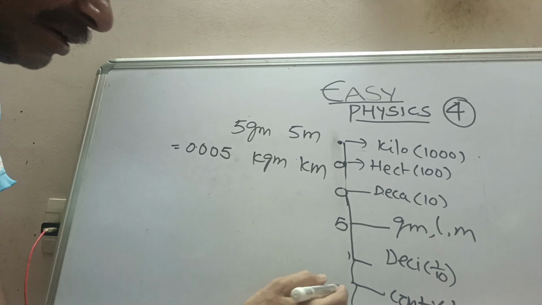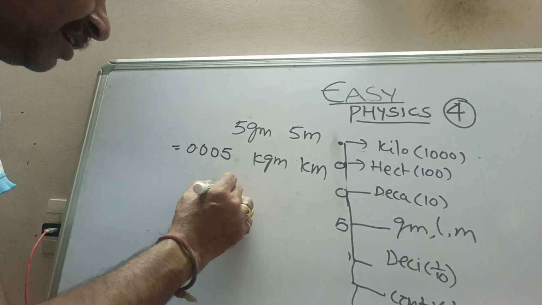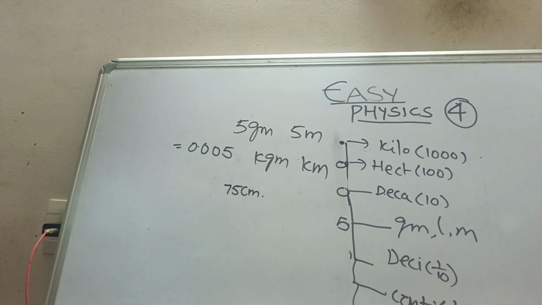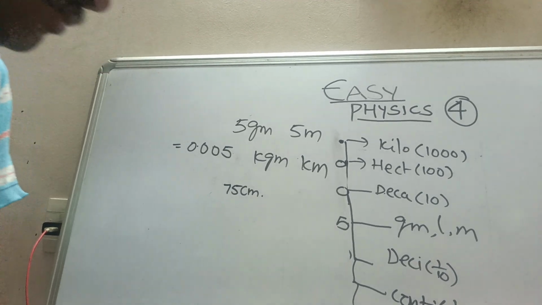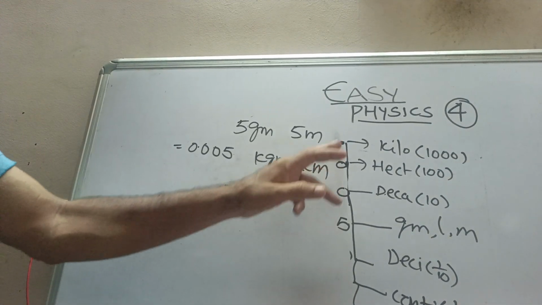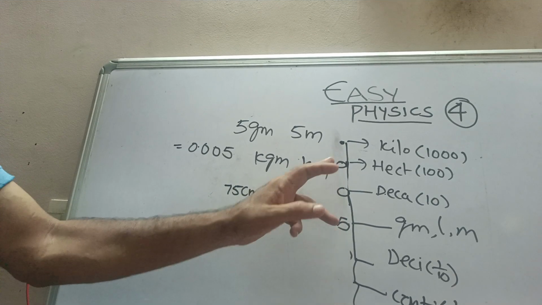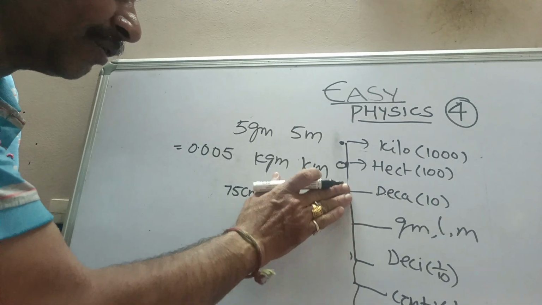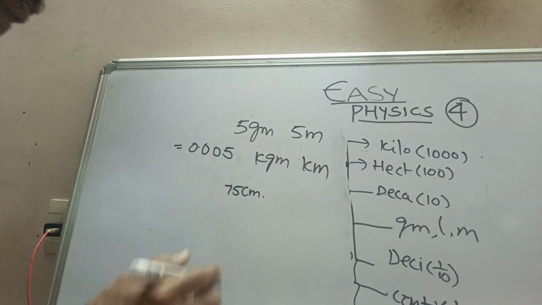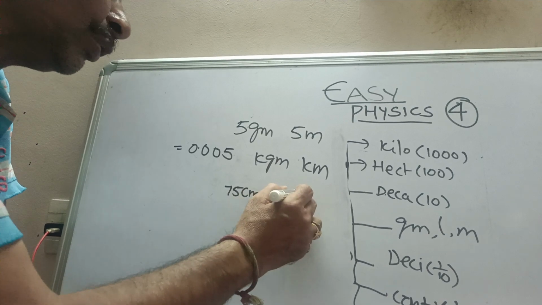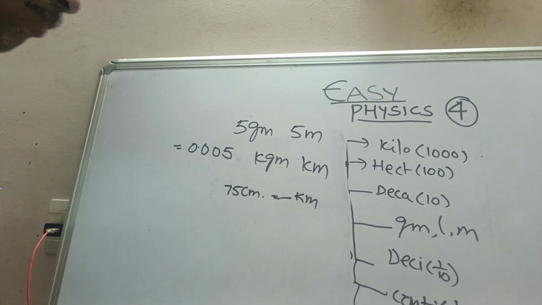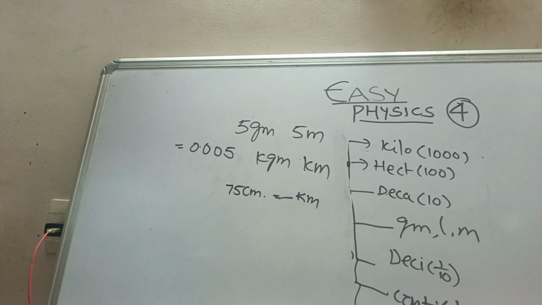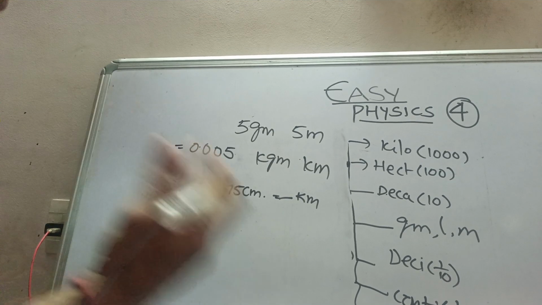For example, centimeters are given. 75 centimeters are given. So you are supposed to write 75 centimeters. Actually, you have to write only one digit in each place. If it is more than that, you have to keep it in the higher values. So first of all, I would like to write 75 centimeters. You are supposed to convert it into kilometers. How many kilometers are in 75 centimeters?